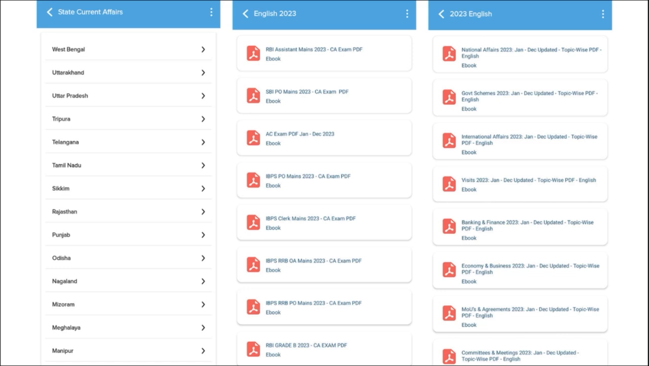Then for the students who are preparing for state exams, they will be also beneficial here, as we will make sure to provide with state-wise current affairs for them. Apart from this, we also make sure to cover the topic-wise current affairs such as your national affairs, government schemes, international affairs, banking and finance, economy and businesses, as these are the topics from which the examiner definitely asks the question, and these are covered on the monthly basis.